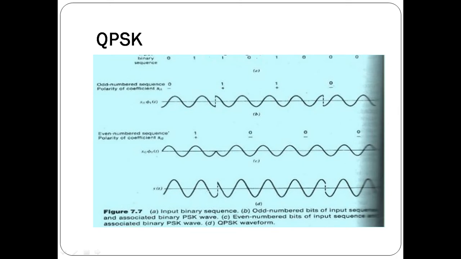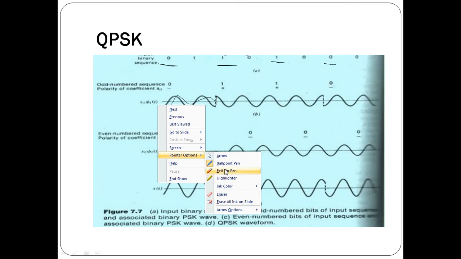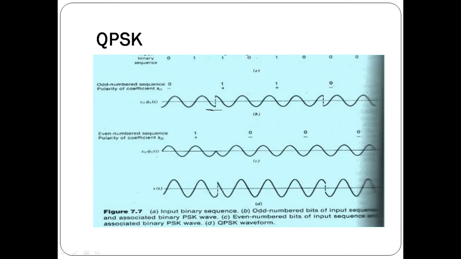So S of t is a combination. The difference between these two is the in-phase component and the quadrature component. To represent in-phase and quadrature, I take the odd number sequence first. So first one is 0. As it is, whenever a changeover occurs, here the next bit is 1, so the phase is shifted. Here 1 to 1 no change, so it will continue as it is. Here binary 1 to 0 change occurred, so a phase shift will occur here. So this is the odd number sequence.